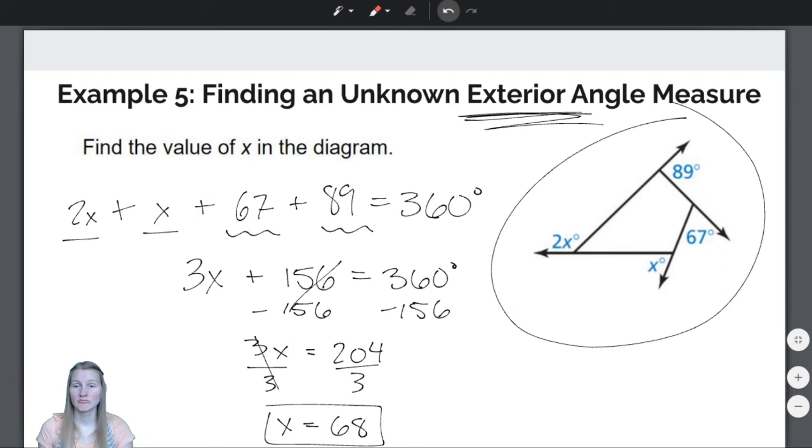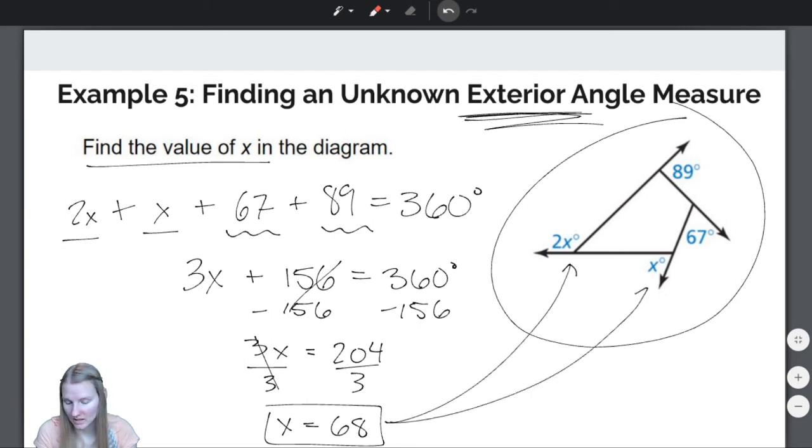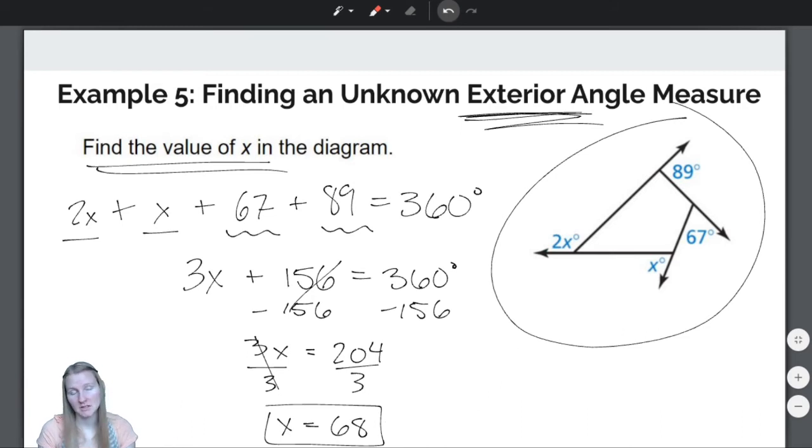Now, am I done? Actually, the problem said to find the value of x. So yes, I am done. If it said find the measure of each exterior angle, then I would plug this back in and figure out what 2 times 68 is, and this is 68 degrees. But it just asked me to find the value of x. So, we're done. That's it.